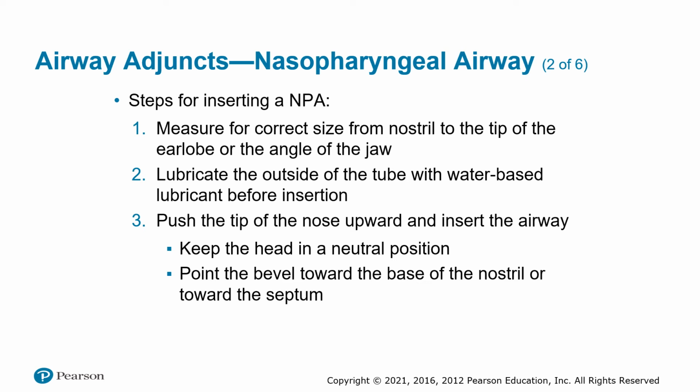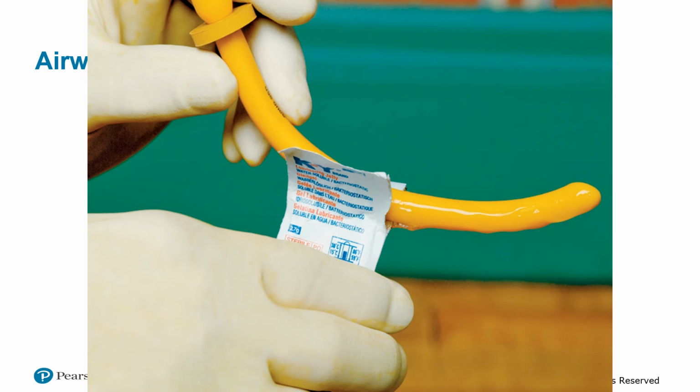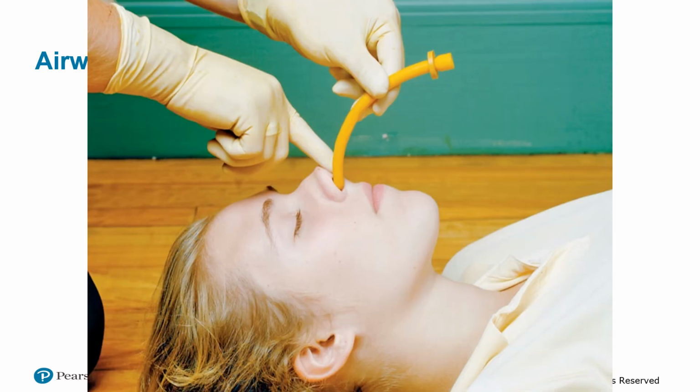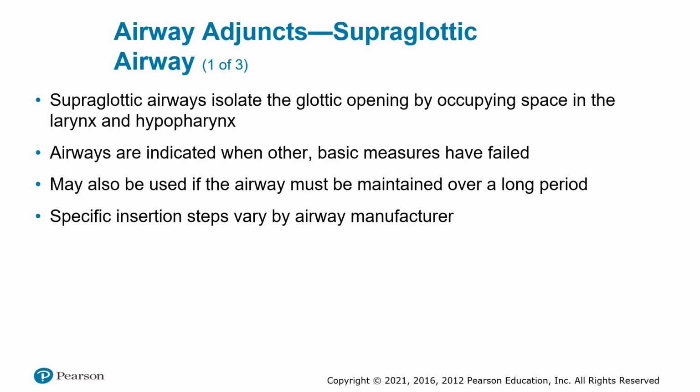You want to measure for correct size from the nostril to the tip of the earlobe or the angle of the jaw. Lubricate the outside of the tube with a water-based lubricant before insertion. Push the tip of the nose upward and insert the airway. Keep the head in a neutral position. Point the bevel toward the base of the nostril or toward the septum. So you're going to measure from the tip of the nose to the tip of the ear. Lube it up. Push the nose forward or upward. And then insert. Advance along the floor of the nasal pharynx. The flange should rest firmly against the nostril.